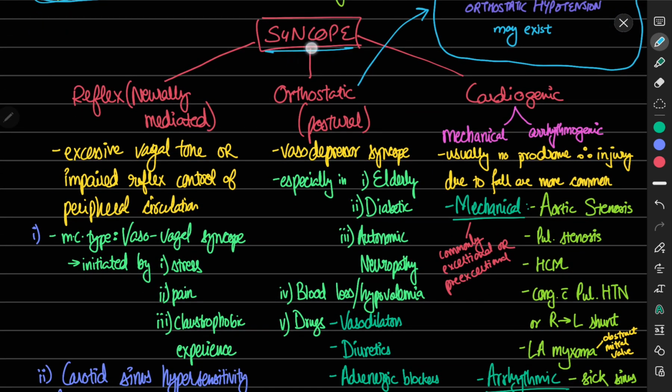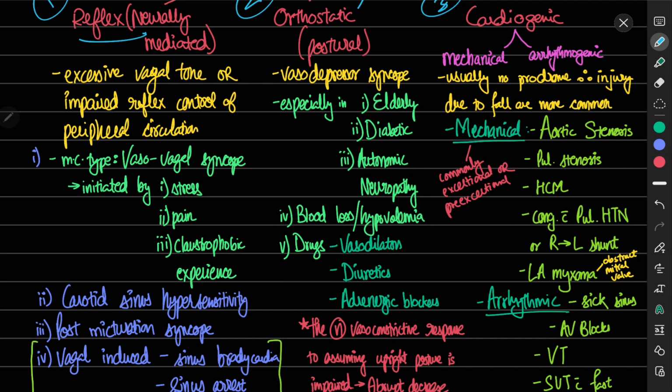Going into the pathophysiology of syncope, there are mainly three types. One is reflex, neurologically mediated, second is orthostatic, third is cardiogenic. First, coming to reflex, it is due to excessive vagal tone or impaired reflex control of the peripheral circulation. Now we dive down into the details. The most common type is vasovagal.